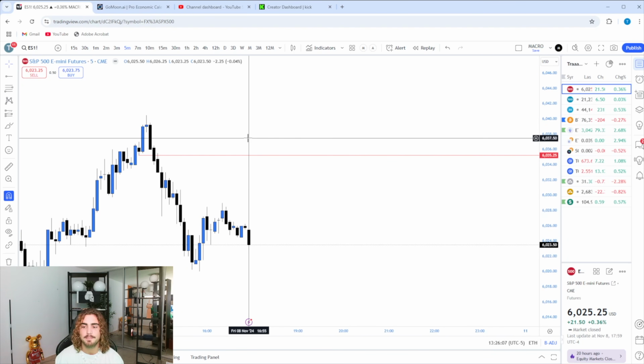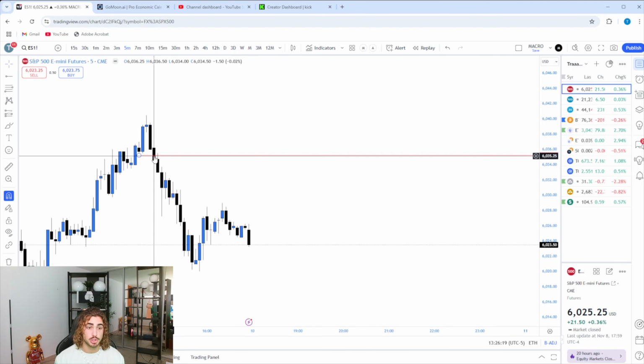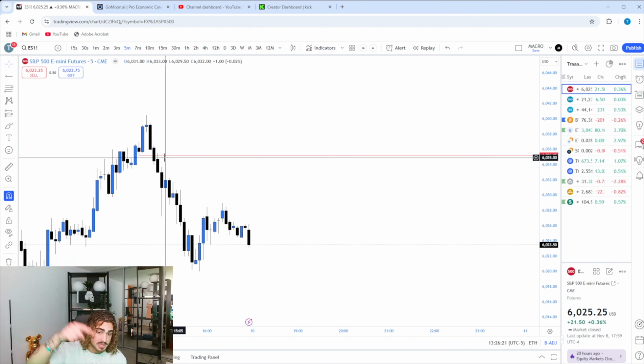Okay, so again, something that I really want you guys to understand is when we're looking at break of structure, it's not as simple as, hey, price broke structure, I'm just going to press buy. Or, hey, price broke structure to the downside, so I'm going to press sell. No. We need to take everything into account.